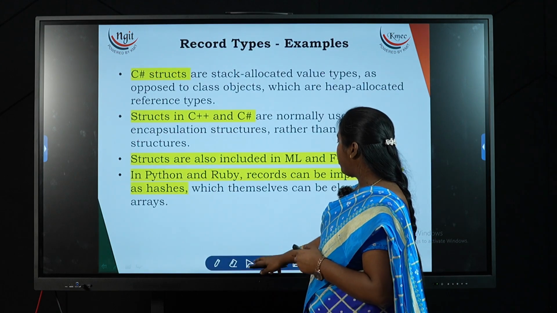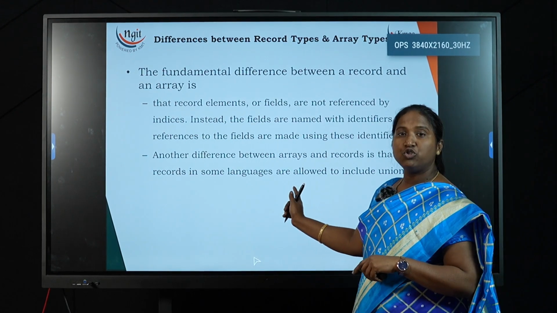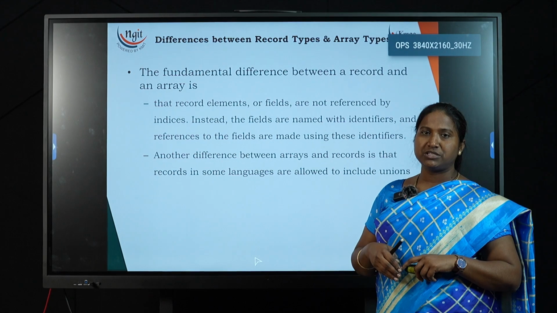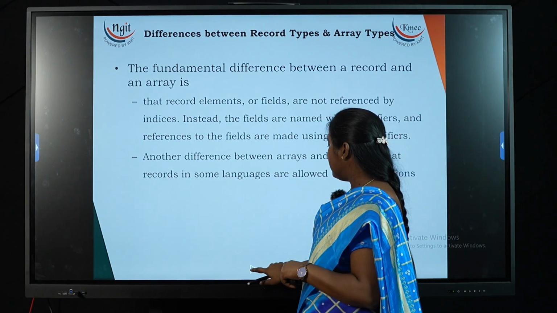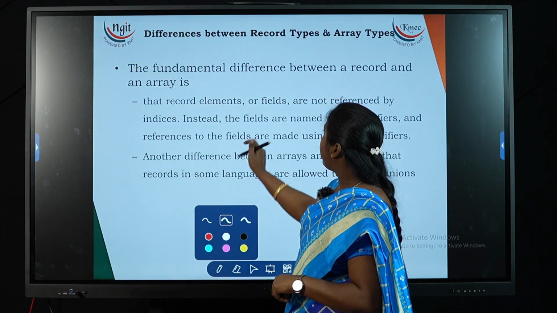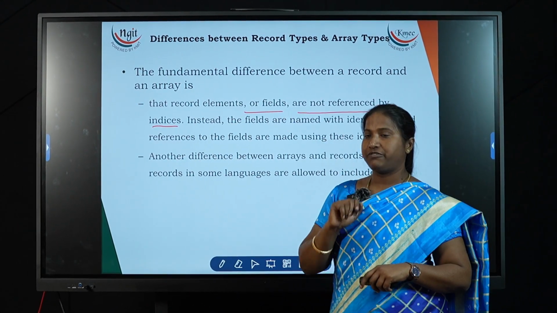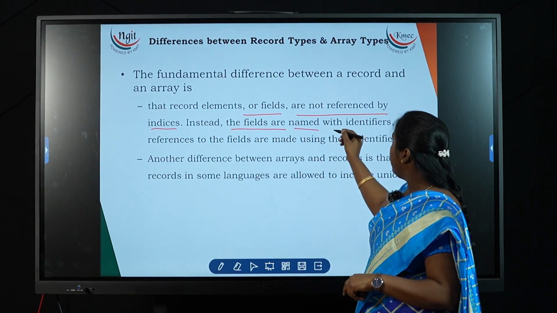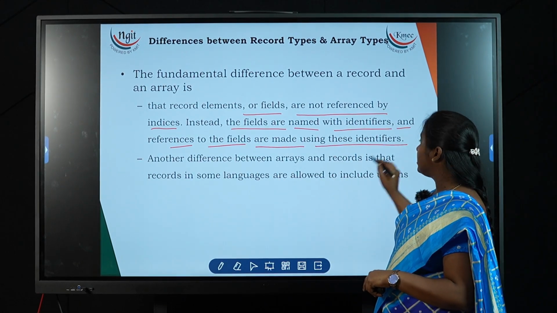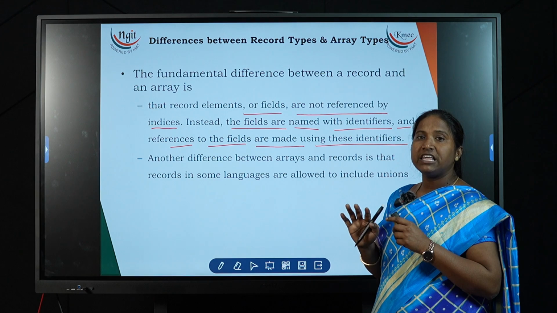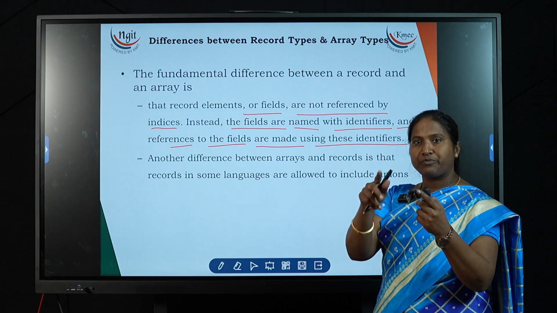Now an important thing, the difference between a record and an array. This is a 2-mark question as far as your end semester examinations are concerned. The first difference is that record elements or fields are not referenced by indices. Instead, the fields are named with identifiers and references to the fields are made using these identifiers. We'll not access any record through the index. We'll access the record with the reference of a particular field.